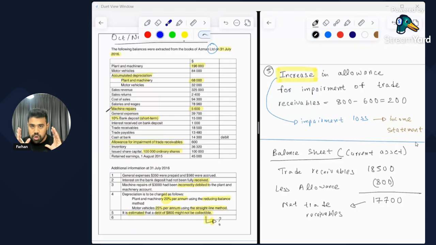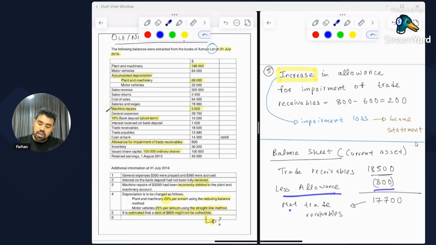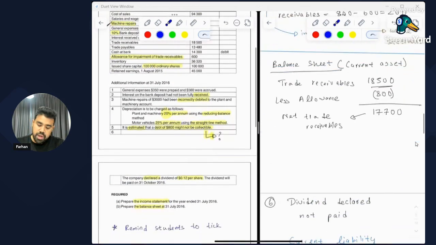And when this amount goes up, we have an impairment loss, which is an expense and is to be reported in the income statement. Okay? And then when you prepare the balance sheet, in the current assets section, you show the trade receivables. You start with the original amount of trade receivables of 18,500, which we have taken from the table, and then we subtract the allowance of 800 for the current financial year, and that leaves us with net trade receivables of 17,700. All right, so I think we have one more piece of additional information.